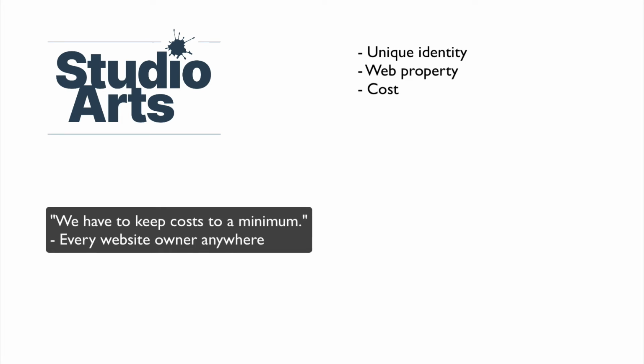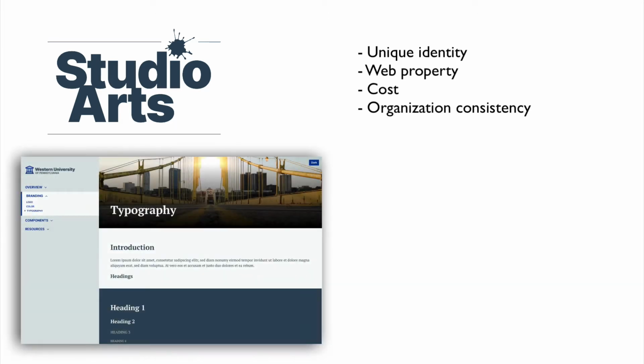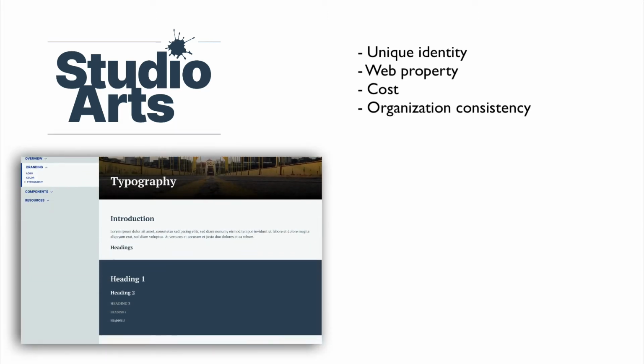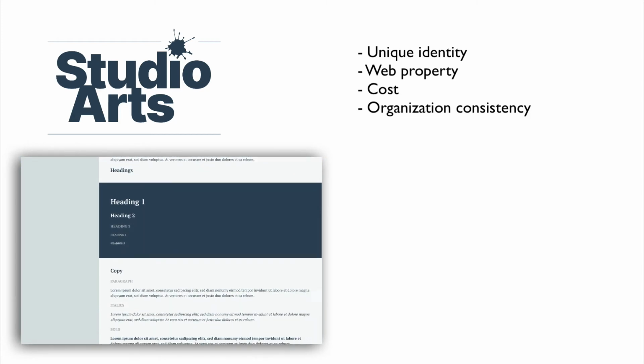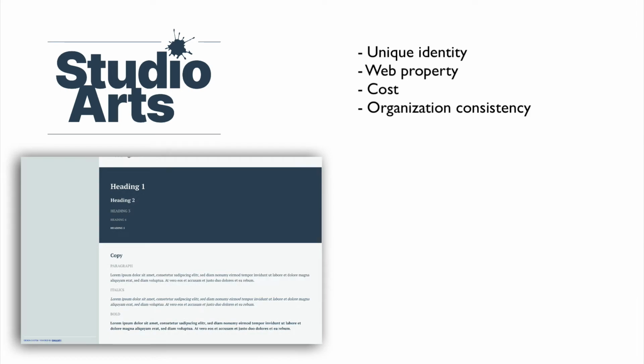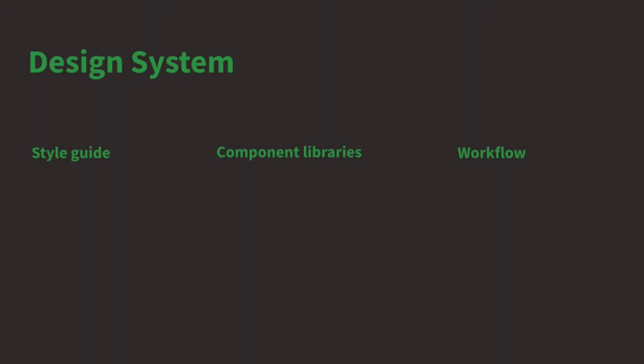Cost. Each property is wanting to stay within their own budget and is held accountable by the organization for this cost effectiveness. Organization consistency. Each property will want to keep some elements in common with the parent organization, including but not limited to branding and accessibility. This is where Emulsify Design System steps in.